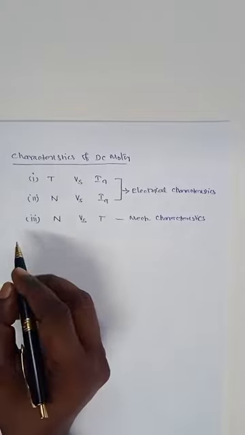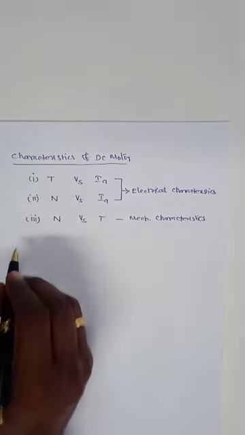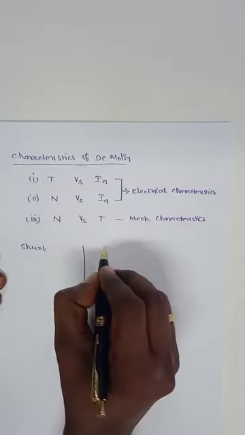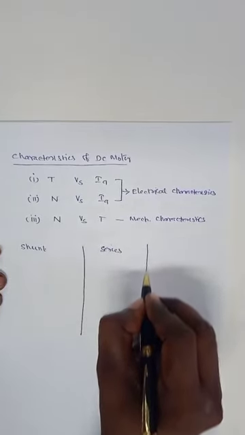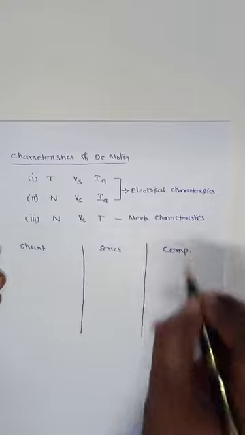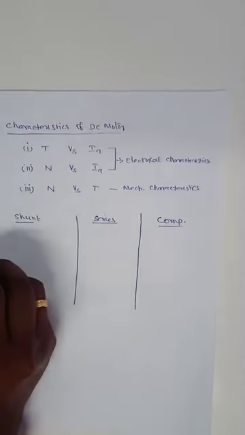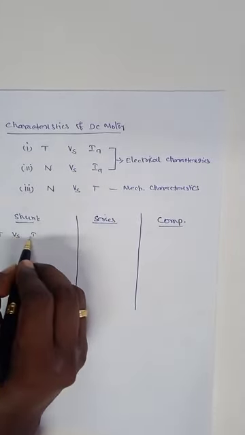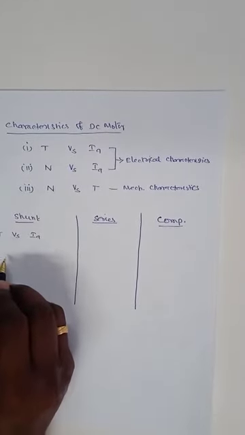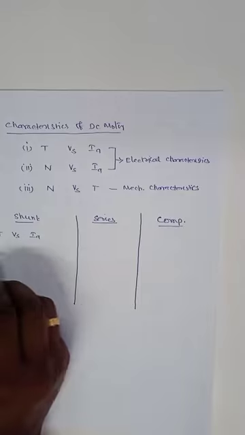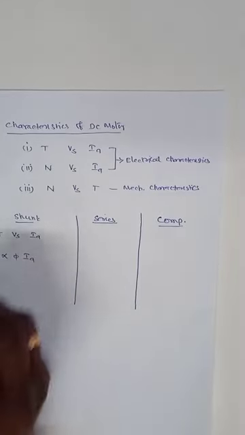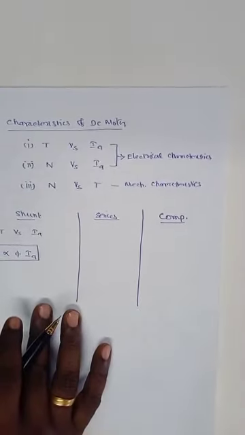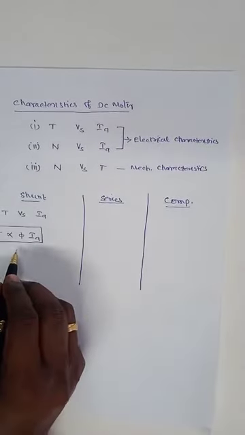Now we are going to discuss these three types of characteristics for the shunt motor, series motor and compound motor. The first one is torque versus Ia. For the shunt motor, the basic torque equation is torque proportional to phi Ia.